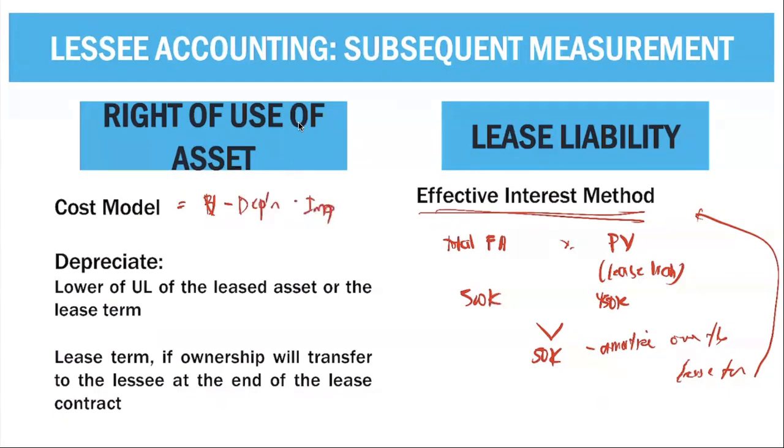So how will you depreciate then your right of use asset under PFRS 16? Your right of use asset is depreciated using the lower of the useful life of the lease asset or the lease term. So for example, the useful life of the lease asset is 8 years and the lease term is only 5 years. You should depreciate it over 5 years. But you will use the useful life if ownership will transfer to the lessee at the end of the lease contract.